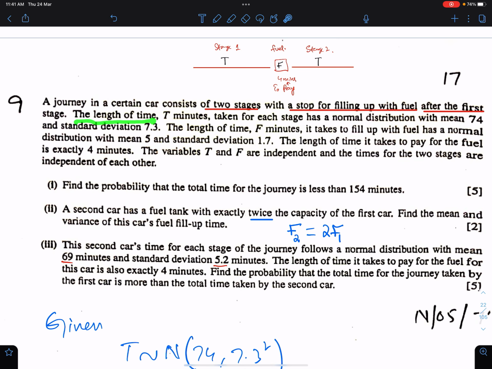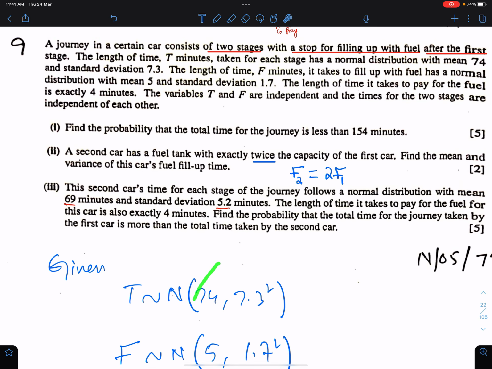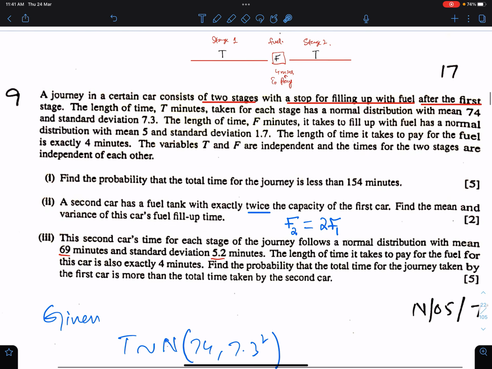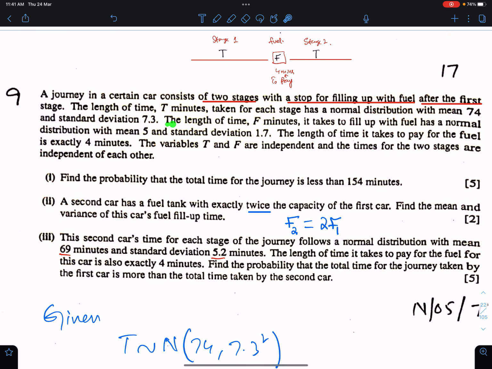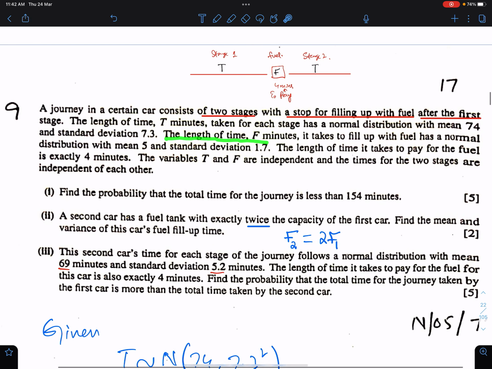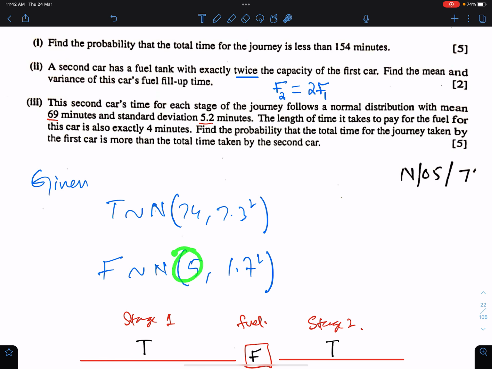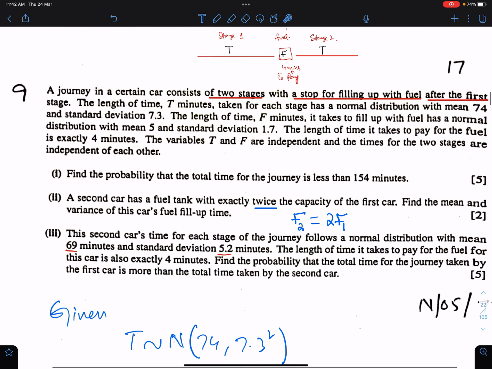The length of time T minutes taken for each stage has a normal distribution with mean 74 and standard deviation 7.3. So T follows normal with mean 74 and variance 7.3 square. The length of time F minutes it takes to fill up with fuel has normal distribution with mean 5 and standard deviation 1.7. So this F follows normal with mean 5 and variance is 1.7 square.